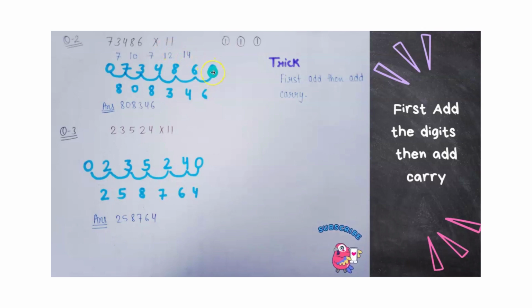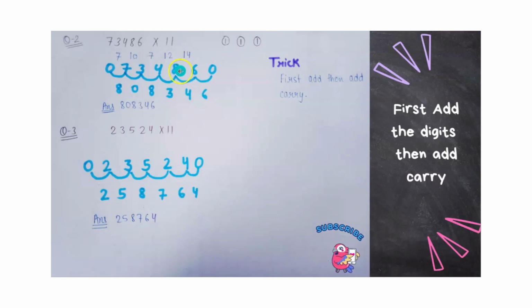Now just add the first two digits. 6 plus 0 will be 6. 6 plus 8 will give you 14. So here we have a 2-digit number. When a 2-digit number comes, you need to do carrying. So just take 4 as it is and move 1 as a carry.